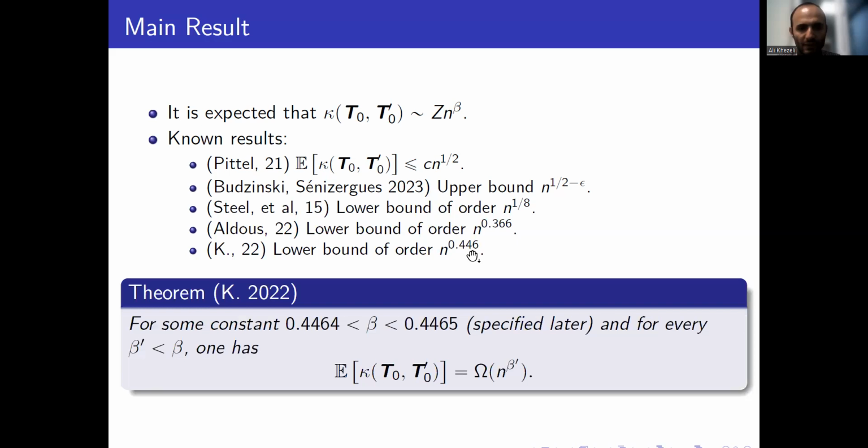More precisely, this is the precise statement: I defined some constant beta, which is by simulation between these two numbers. The number beta will be defined by some equations. And I proved that for every beta prime less than beta, the expected value of kappa is of order at least n to the beta prime. It means that what we are looking for is of order n to the beta, but not exactly. We should allow reducing beta a little to prove this statement.